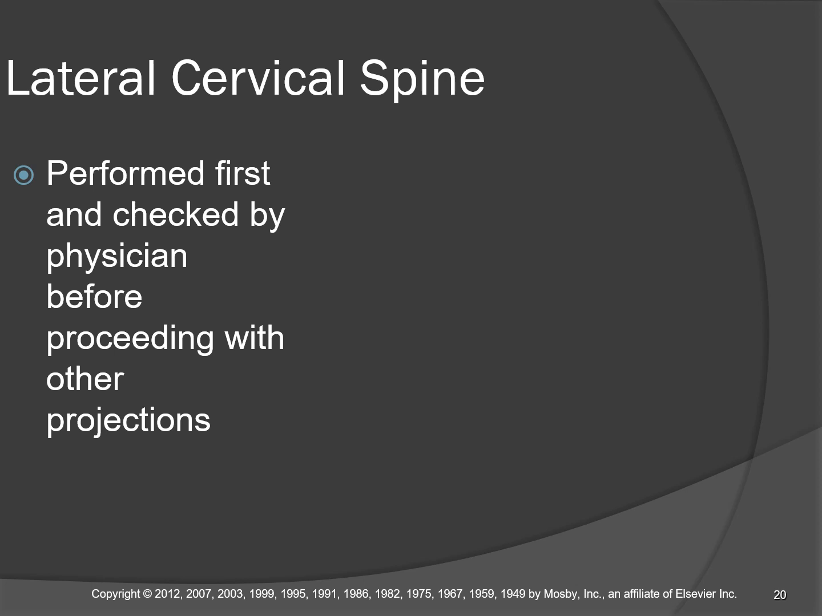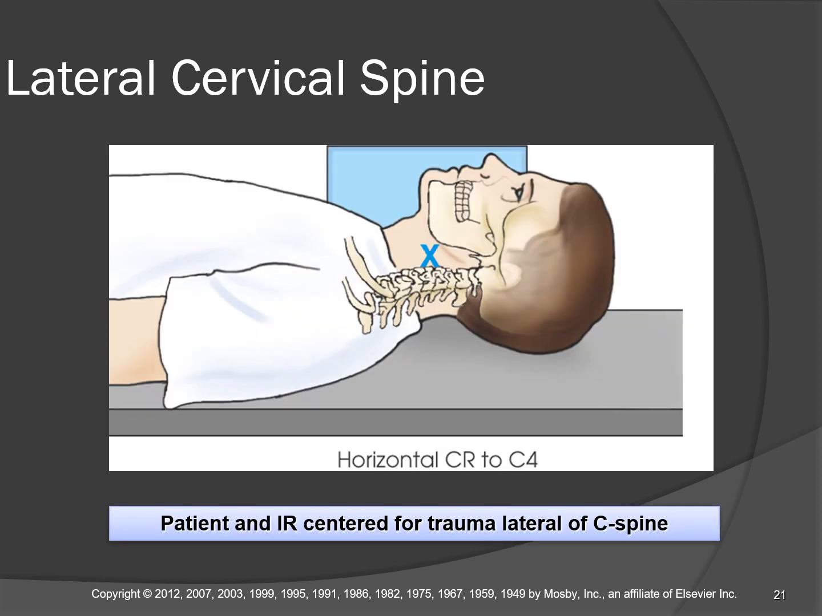When I started, it used to be a plain film series of the C-spine was necessary first before you remove immobilizers. If we're doing a cross-table lateral cervical spine, it's horizontal beam, the patient's supine, you center to C4 in the mid-coronal plane. It's basically the same as a standing one, it's just the patient's lying down now.